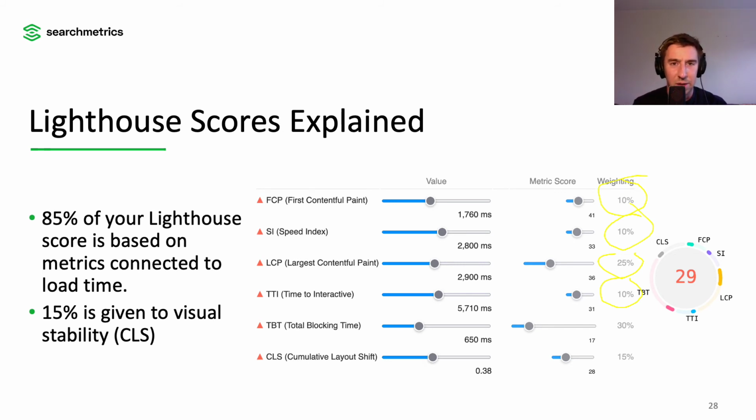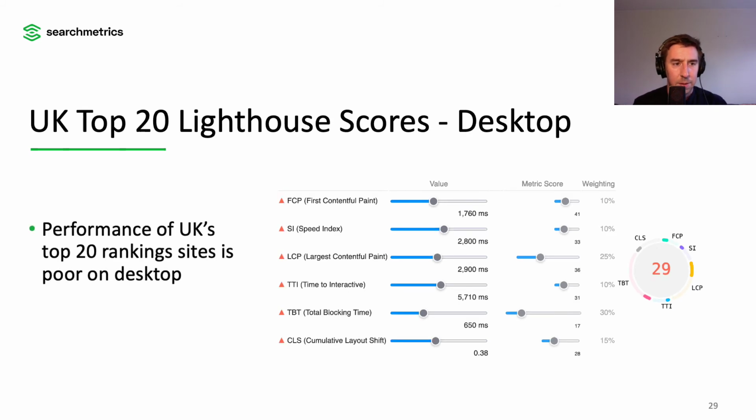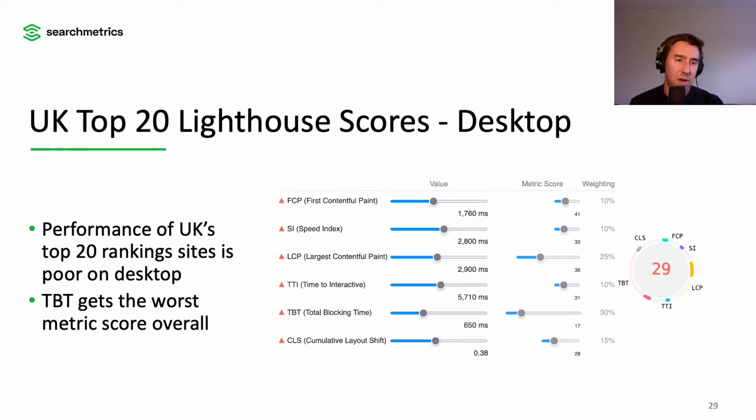So let's look at some data for the UK. Searchmetrics analyzed the top 20 ranking pages for thousands and thousands of keywords, and we calculated the average Lighthouse score to be just 29 out of 100, with TBT getting the overall lowest metric score. Total blocking time is effectively the proxy for first input delay, so it's effectively how long a user has to wait before they can interact with the page. 29 out of 100 is not great. There's plenty of room for improvement there.